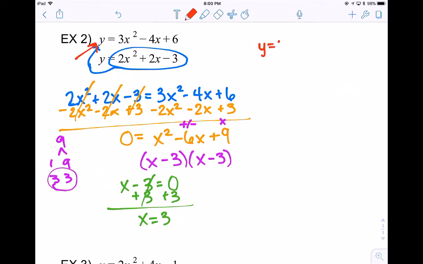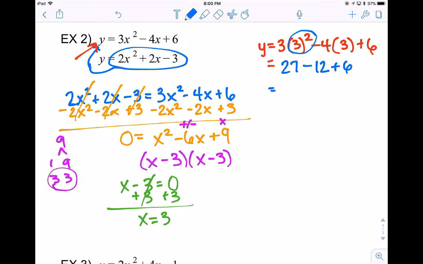So we'll have y equals 3 cubed, because instead of x we plug in 3, minus 4 times 3 plus 6. Following our PEMDAS steps, we need to cube that 3 first. 3 squared will give us 9, and then 9 times 3 will give us 27. Negative 4 times 3 is negative 12, plus 6. Then 27 minus 12 gives us 15. 15 plus 6 gives us 21. So that means our answer is (3, 21).